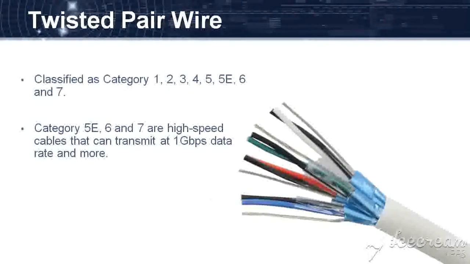Twisted pair cable. Twisted pair is one of the most simplest form of cable that is used to establish link between two or more computers. The speed of transmission in this cable is 1 Gbps data rate and more.